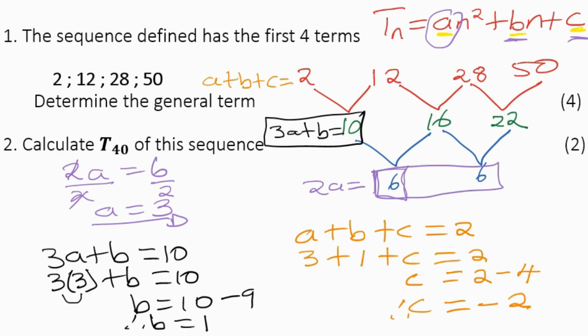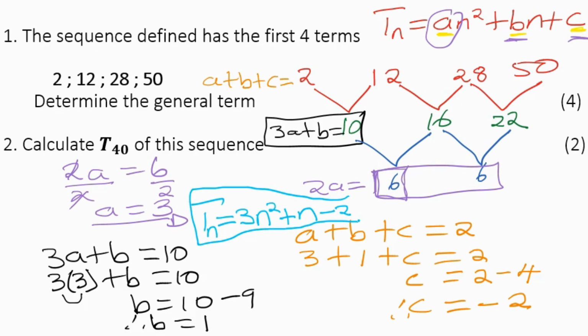All right. Now, you do have the formula, which is called the general term. So, you will say Tn is equal to, for the value of a you have got 3, so you write 3n squared. For the value of b you have got 1, so you write 1n like this. Then for the value of c you have got minus 2. Now this one right here becomes your general term.